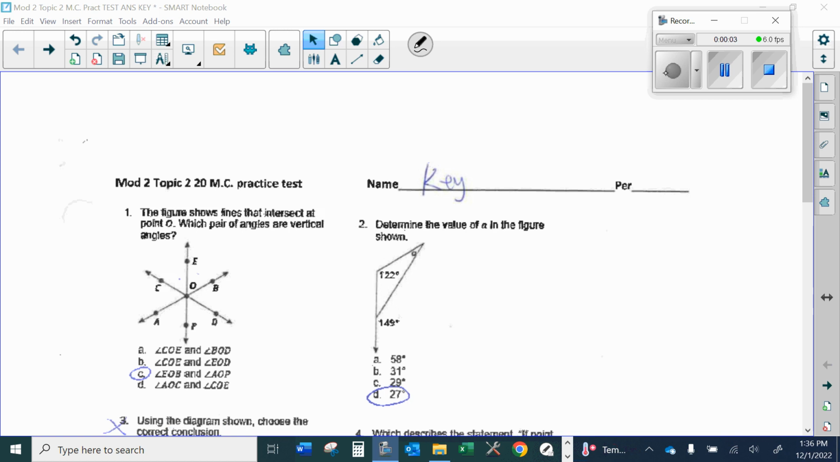Okay, students, let me explain the practice test here for those that were absent during class.